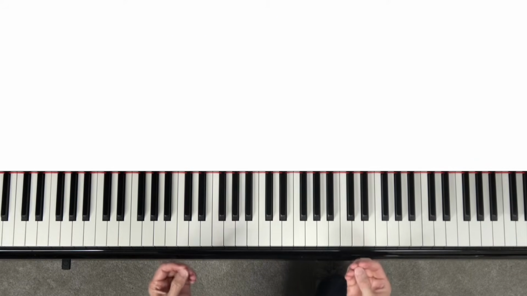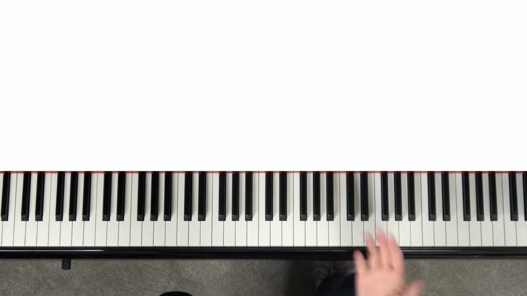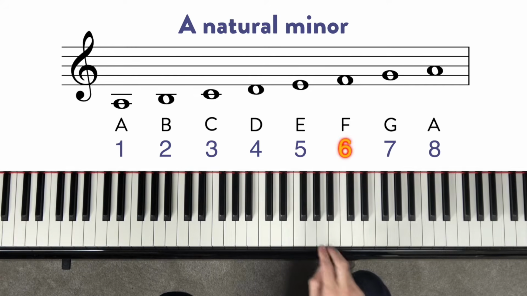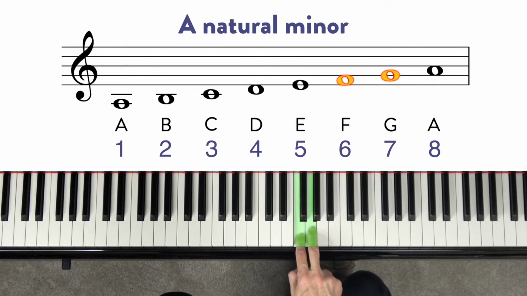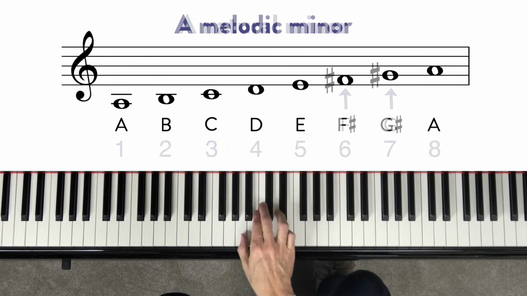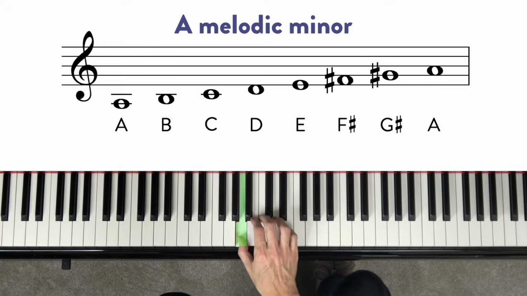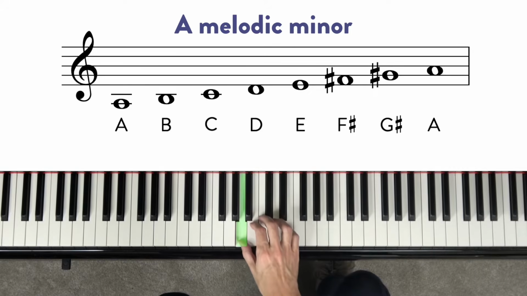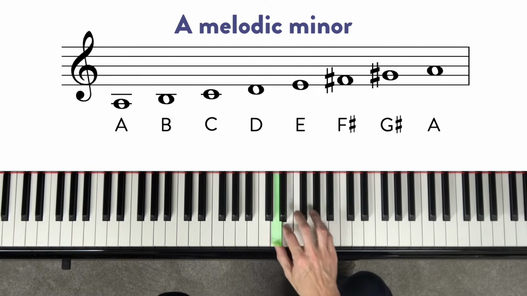In melodic minor, we still use the same key signature, but now we raise both the 6th and 7th scale degrees by 1 half step. So for example, here's A natural minor. The 6th and 7th scale degrees are F and G, so both of those would get raised to F sharp and G sharp for melodic minor. So now we have this. Notice the unique sound of melodic minor.